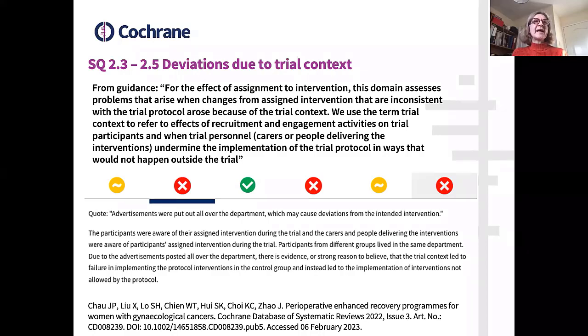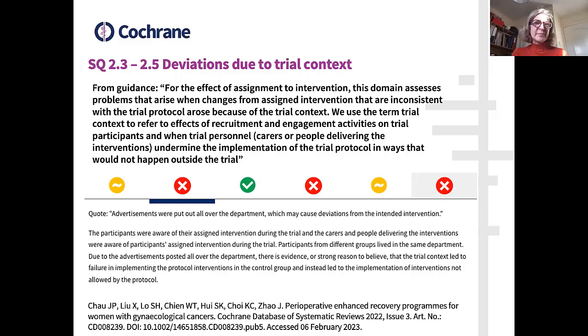So if you allocate somebody to an intervention, sometimes a trial protocol will say, it's okay if people decide to swap interventions. If people decide to take extra drugs or decide to have some extra therapy, because that might happen in real life, that's not necessarily a cause of bias. So what we're specifically asking about is, because people were in a trial, did that affect the intervention that they ended up getting or seeking out for themselves?